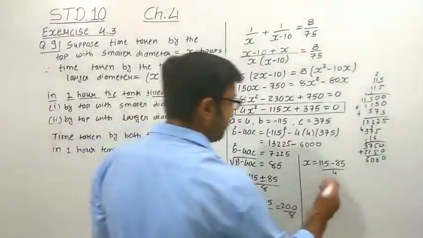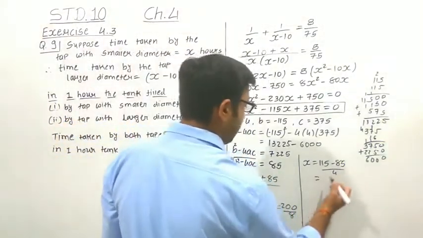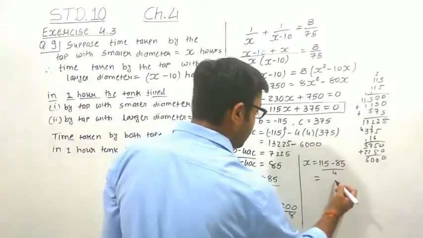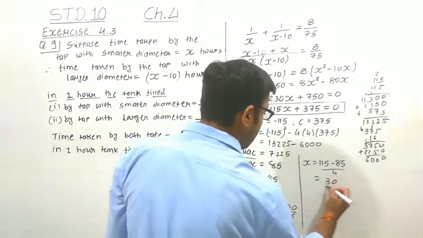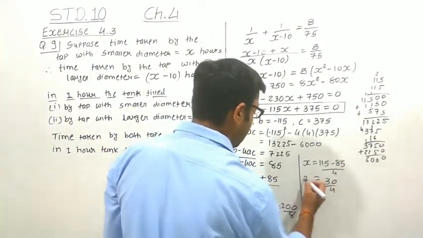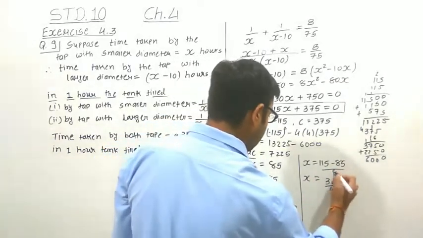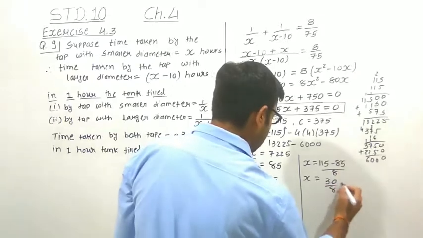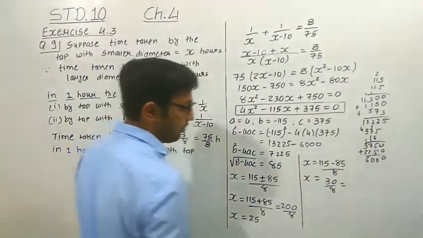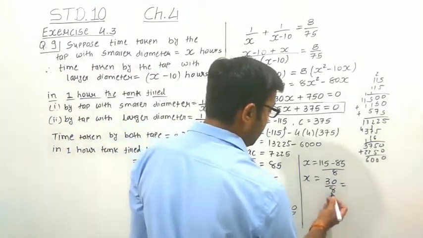And what will happen here? See, 1115 minus 85, 5 minus 5 is 0 and 30. 30 upon 4, that is the value we get. So when we divide, here there is 8. So when we divide it with the 8, what is the value we get? 8 3s are 24.